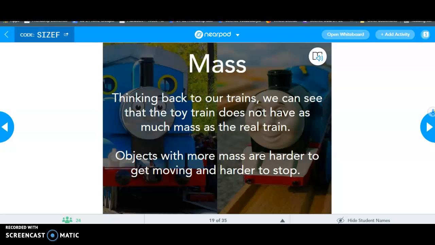Yes. The more mass something has, the more force it takes to move it. The less mass, the less force it takes to move it. That's really not that hard, and we're already starting to dig into Newton's laws as we talk about those types of things.